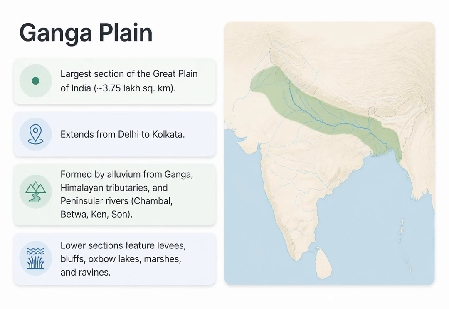Now we arrive at the Ganga Plain, the absolute largest section of the Great Plain of India, covering roughly 3.75 lakh square kilometers, from Delhi all the way to Calcutta. It was built by massive amounts of alluvium carried down not just by the Ganga and its Himalayan tributaries, but also by peninsular rivers flowing north, like the Chambal, Betwa, Ken, and Son. In its lower, flatter sections, the sluggish river creates features like raised levees, bluffs, oxbow lakes, and deep ravines.